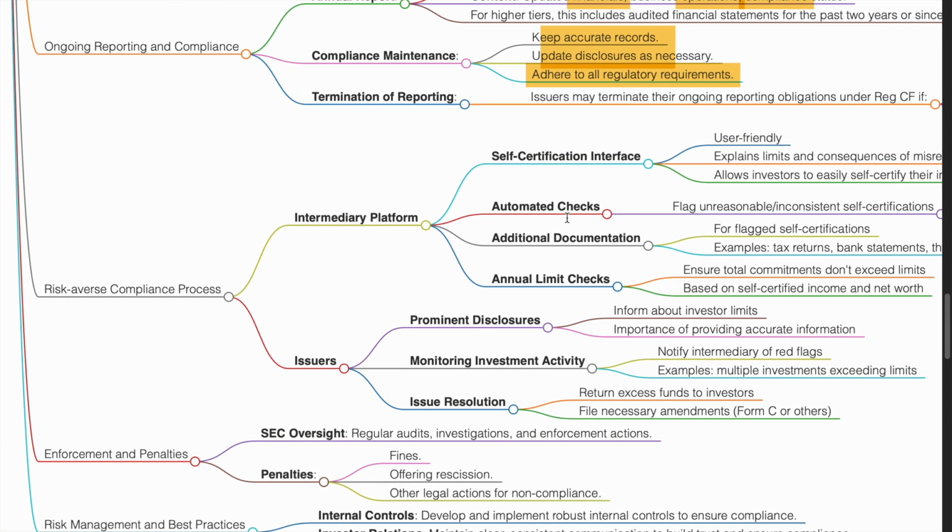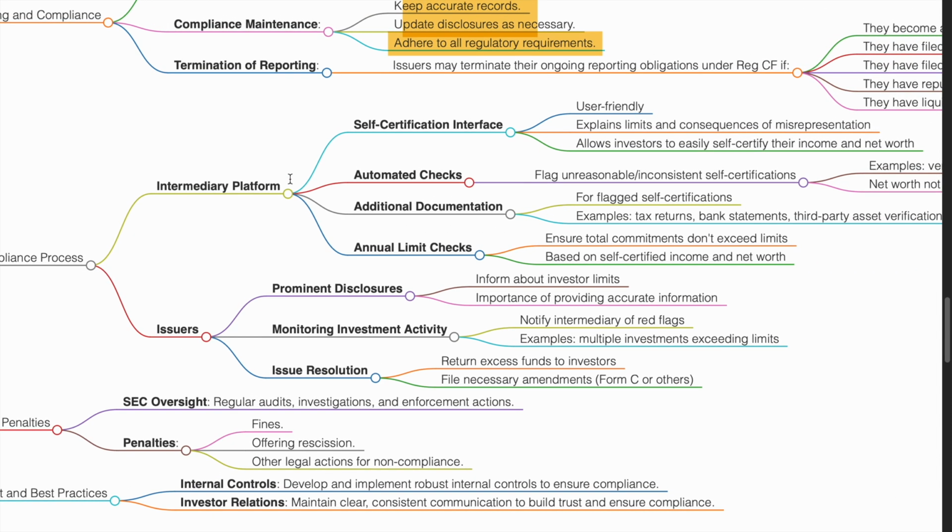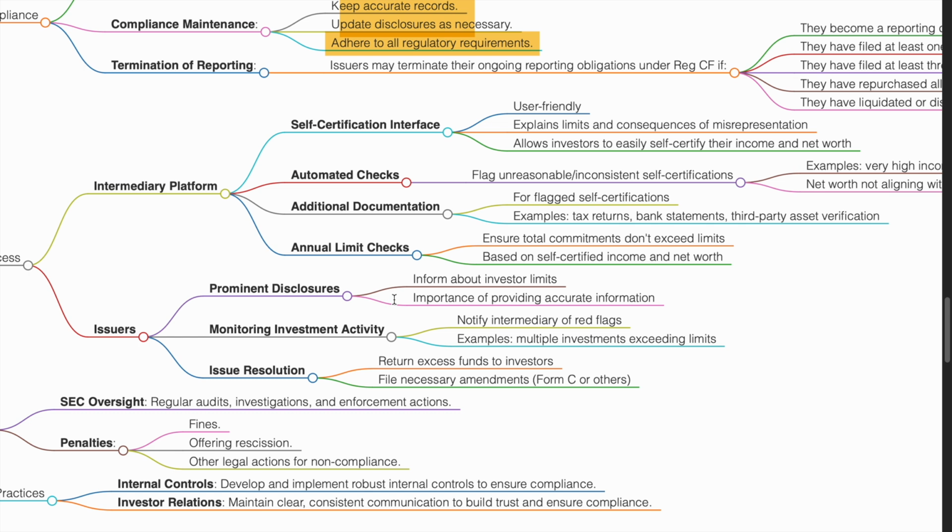What else here? What can we learn about risk-averse compliance processes? Well, we're going to look at it from 2 points of view, right? The intermediary platform itself and obviously the issuers, the startups trying to raise money on the platform. Again, I don't want to waste your time reading through all these verbatim, but suffice to say, the platform itself needs to be very user-friendly. It's got to explain the limits and the consequences of any sort of misrepresentation, allowing investors to easily certify their income and their net worth to make sure they indeed qualify, and with respect to the various caps.